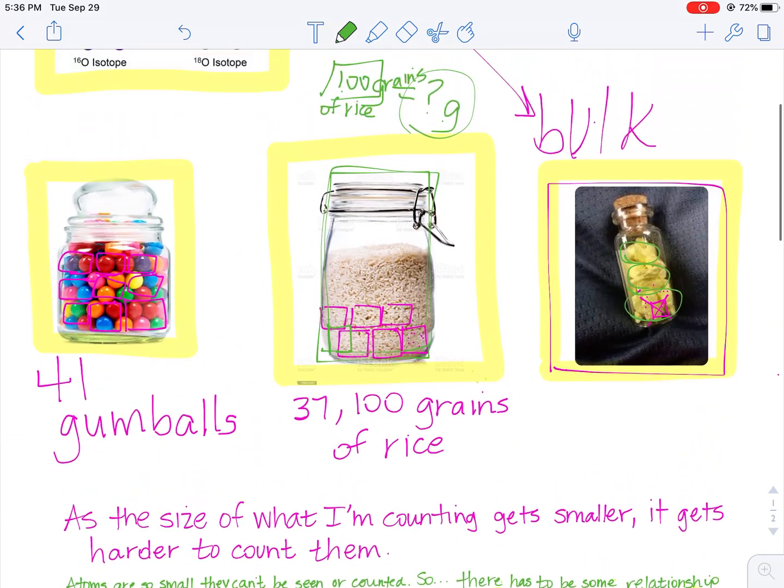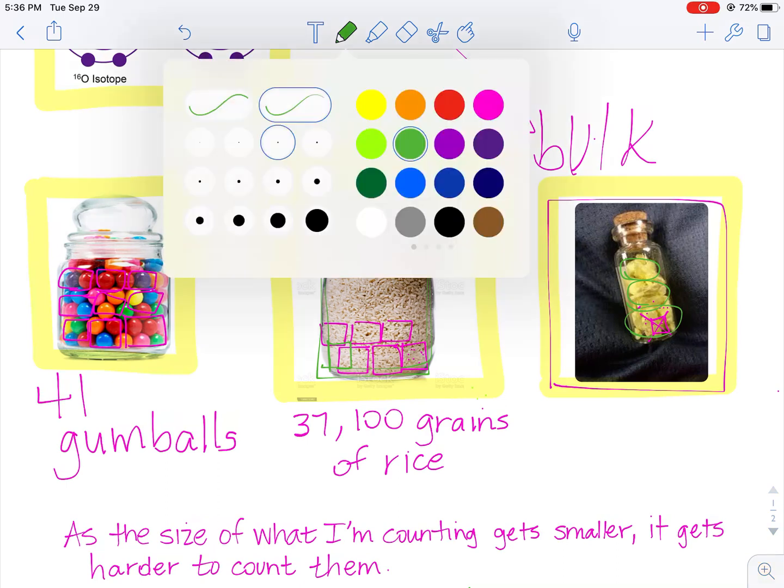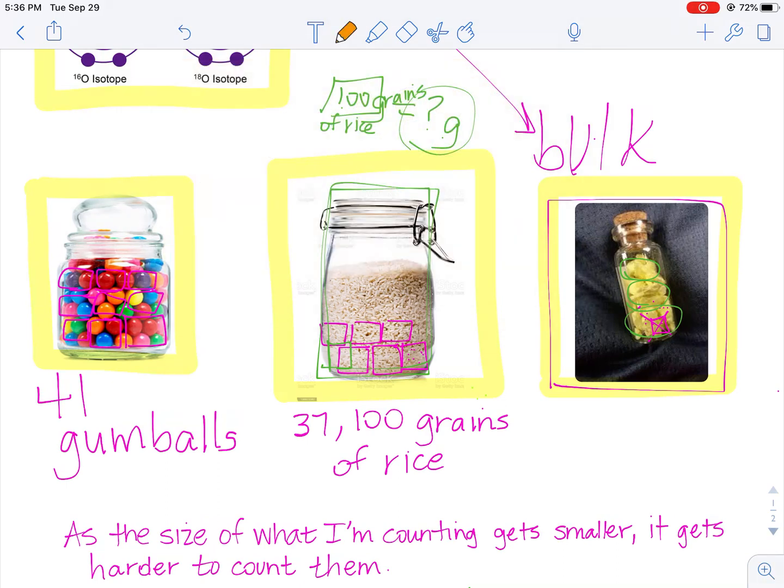Now, let's go back for a second. If I were to employ in my example here the principle of let's take 100 grains of rice, count them out, put them in a dish, find out how much that mass is. That specific amount is 100 grains. I could do it with my gumballs. I could get 100 gumballs, find out how much that weighs or masses, and then compare that bunch's mass to the total mass.